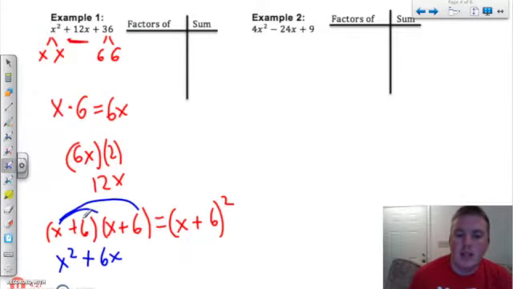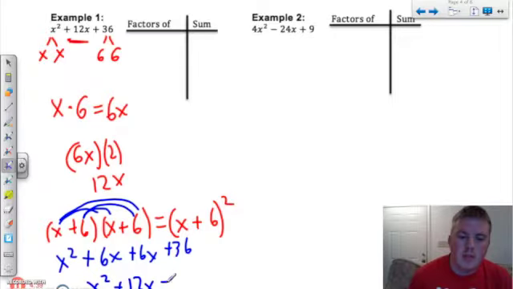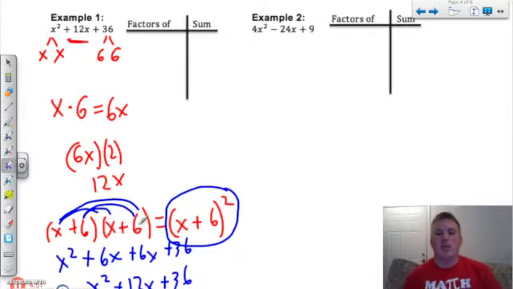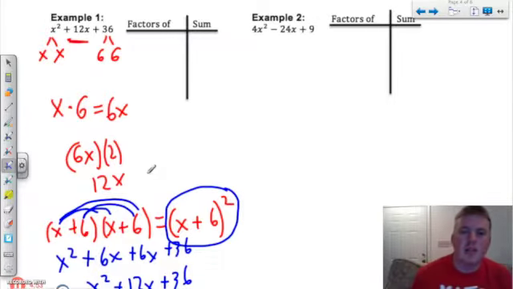Then we move to the inside and distribute that 6. We would get a 6x there, and we would get 6 times 6, which would be a 36. So I'm going to end up with x squared plus 12x plus 36, which is exactly what I started with up here. So we can see that this is a perfect square trinomial, and it is going to factor down so that each factor is x plus 6 times x plus 6.